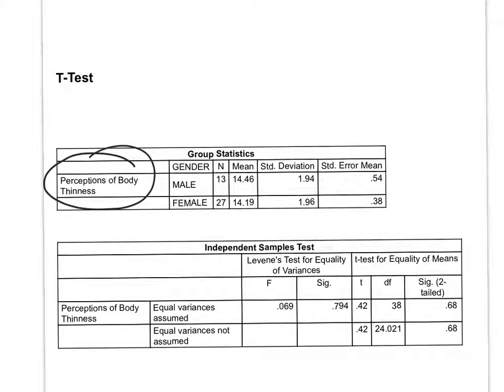perceptions of body thickness. You can see here is the dichotomous variable of male and female. Okay, so we're running perceptions of body thickness against male and female. Okay, right here you can see the number of participants.